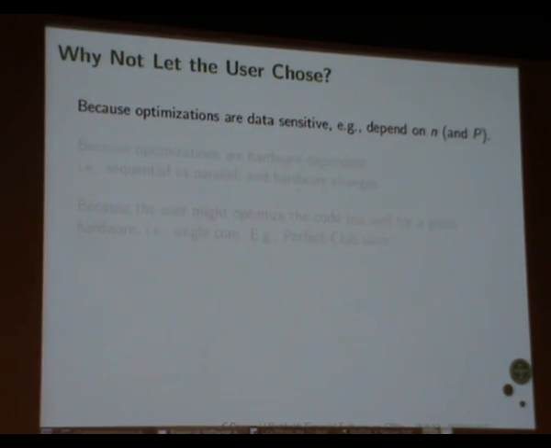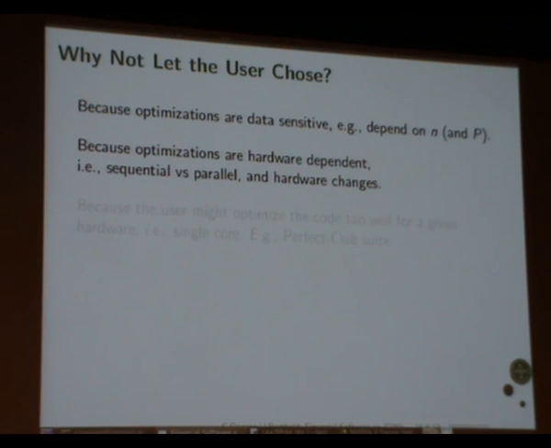So the question is now, why not let the user choose? Well, because optimizations are data type sensitive, depend on n, and we have seen that, for example, fusion or distribution depends on the size of the inner vectors. Because optimizations are hardware dependent, right? In one way, you'd like the program to be optimized for sequential, and in another way for parallel execution on various platforms.